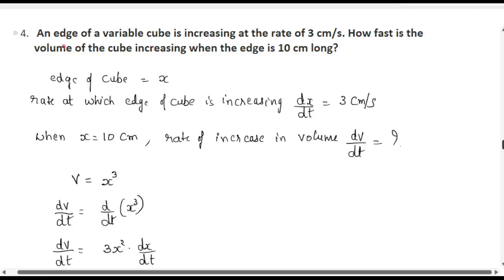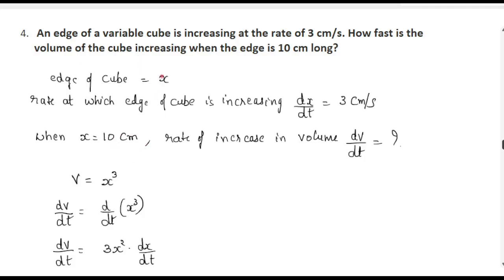Question number 4. An edge of a variable cube is increasing at the rate of 3 centimeter per second. How fast is the volume of the cube increasing when the edge is 10 centimeter long? So consider the edge of the cube as x. The edge of the cube is increasing at a rate of 3 centimeter per second, that is dx by dt is given as 3 centimeter per second. Now we need to find the rate of increase of the volume of the cube when x equal to 10 centimeter.